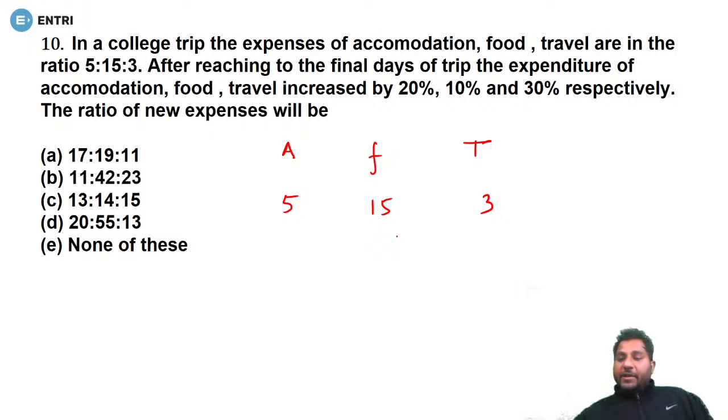Okay Rani, I'll repeat it. Don't worry. Just solve this one and I'll repeat it at the end. Okay. Don't worry about it. After reaching the final days of the trip, the expenditure of accommodation, food and travel increased by 20%, 10% and 30%. Then the new ratio of expense will become.